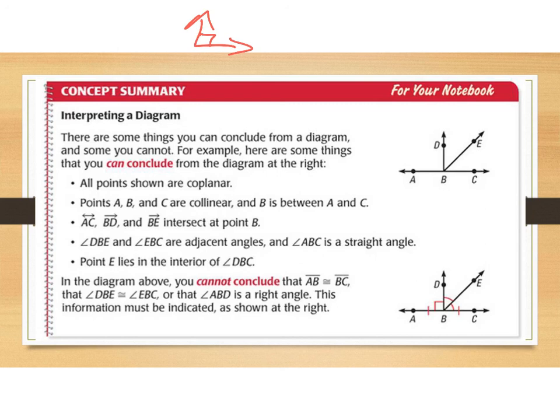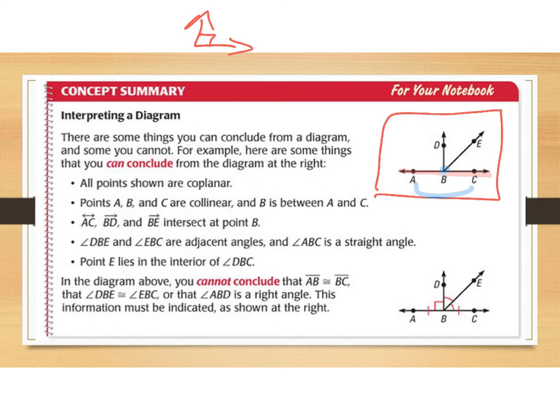So some things that I can conclude from this picture is I could draw a rectangle around it, and I could say that all these points are coplanar. I could also say that points A, B, and C are collinear. They're all on the same line. I could also say that point B is in between A and C. Now, I'm not saying it's the midpoint. I'm just saying it's in between.